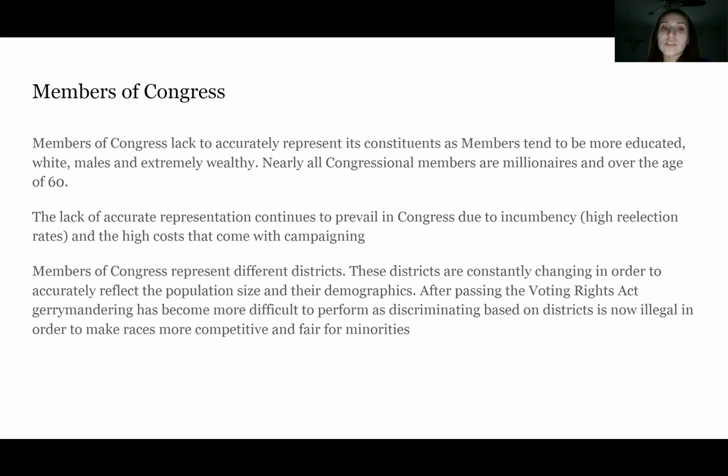This was put into place so that, in theory, everyone's voice gets heard and to make sure that the races are becoming more competitive and one person is not overpowering an entire section of the district or state.